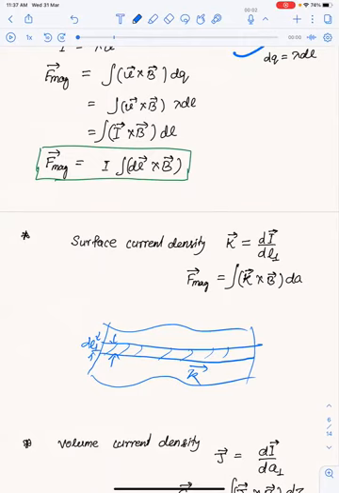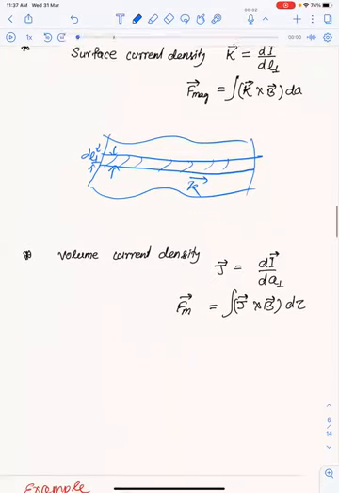That is for the surface current density. If you want to write the magnetic force for that, you have a similar expression: K cross B dA. Now you have an area integration, because there is a surface current density. So F magnetic for surface current density is the integral of K cross B dA, where K is the surface current density.